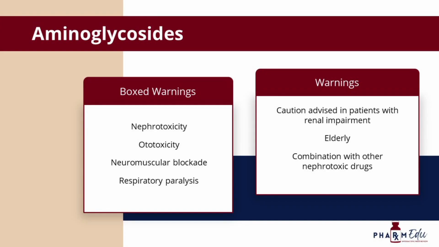Black box warnings include nephrotoxicity, ototoxicity, neuromuscular blockade, and respiratory paralysis. Warnings include caution advised in patients with renal impairment due to that nephrotoxicity, patients who are elderly as they would be higher risk for ototoxicity and nephrotoxicity, as well as combination with other nephrotoxic drugs.